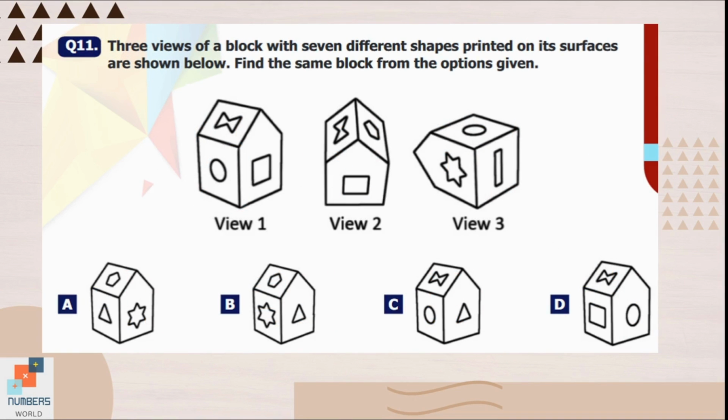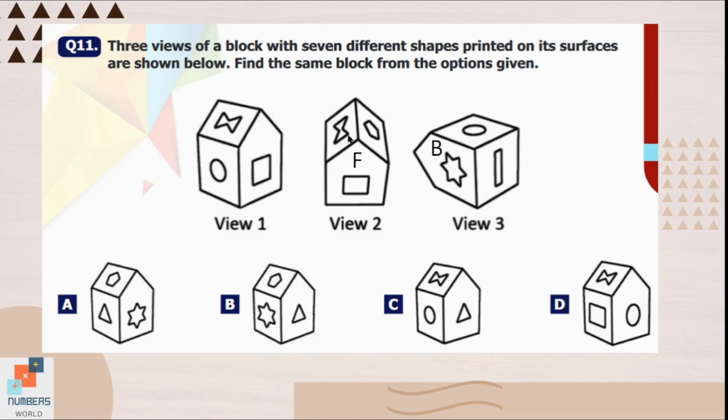Number 11, three views of a block with 7 different shapes printed on its surfaces are shown below. Find the same block from the options given. So let's suppose this is the front of the house. There is a rectangle drawn on the front. And then this is the back side shown over here. There is a star on the back side of the house.